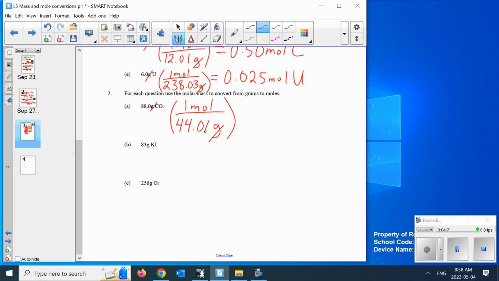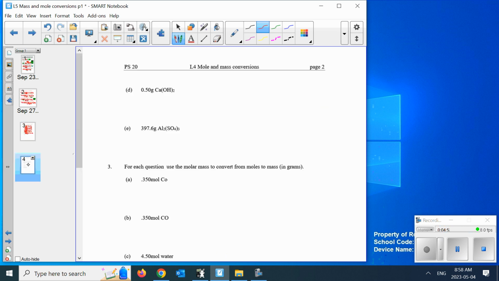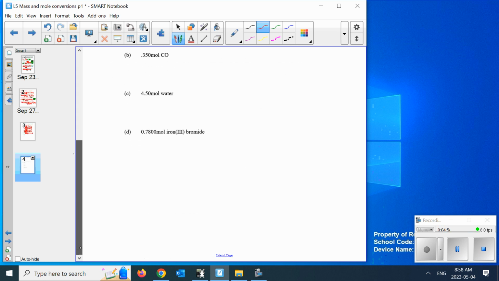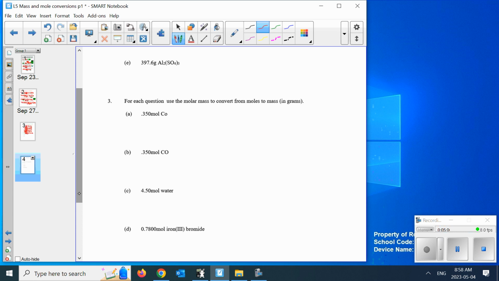I was showing the scratch work just so you know what I was thinking the other day, but we're moving on. 88 divided by 44 is 2. So we're going to use 2.00, 3 significant digits. 88. And that's moles. And it's CO2. Continue on with these. But I'm going to just do something here for the first one in number 3, just because it's finally something slightly different.